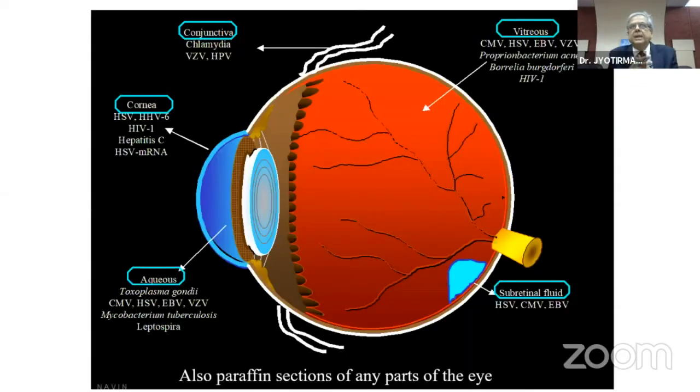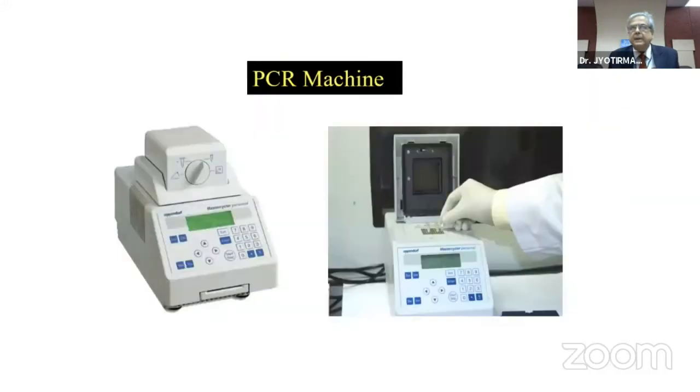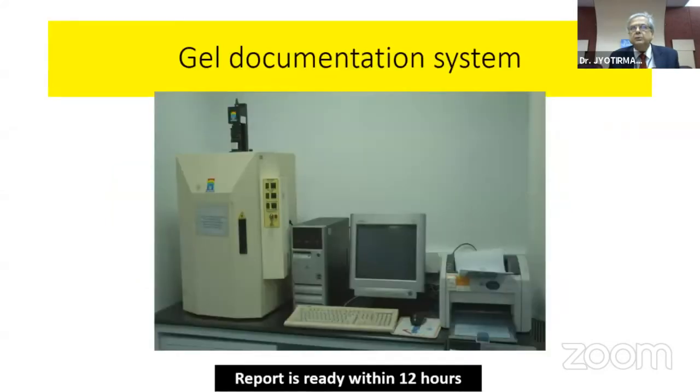And the specimens can be taken from any part of the eye. Even if you have forgotten to take the specimens for PCR, you can take from the paraffin section of the eyeball, scrape it, and the DNA can be amplified by PCR. This is a PCR machine. The beauty of it is that the report is ready within 12 hours.